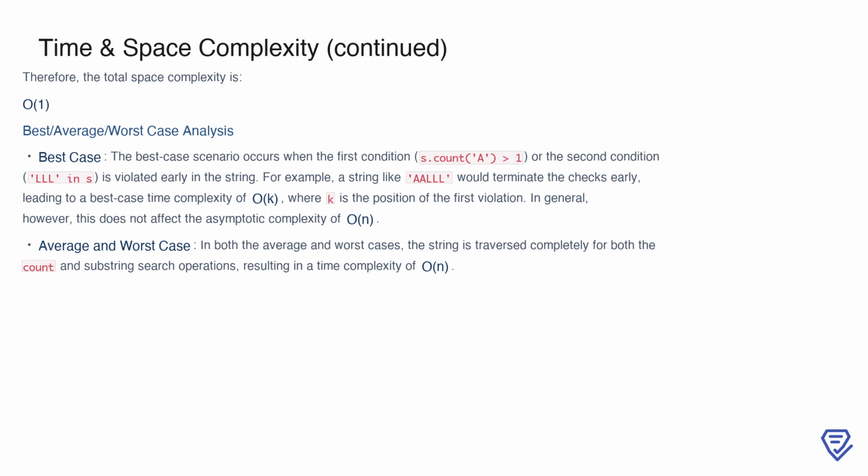Let's now consider the best, average, and worst-case scenarios. In the best case, the algorithm terminates early if a violation is found quickly. For instance, if the string is AALLL, the first condition s.count('A') > 1 or the second condition LLL in s would fail after examining only the first few characters. Here, the time complexity would be O(k), where k is the position of the first violation. However, for the average and worst cases, the algorithm needs to process the entire string for both the count operation and the substring search, which results in a time complexity of O(n). Regardless of the case, the asymptotic complexity remains O(n).